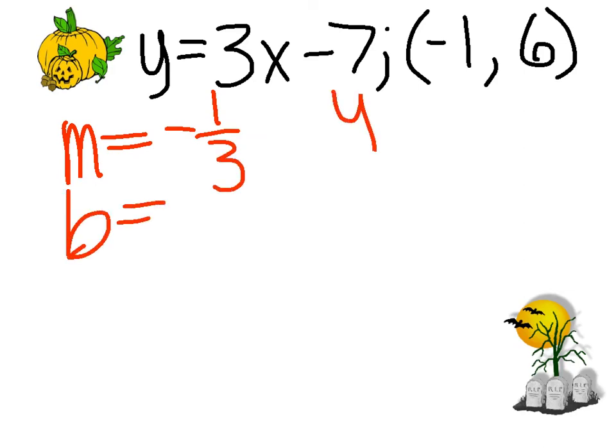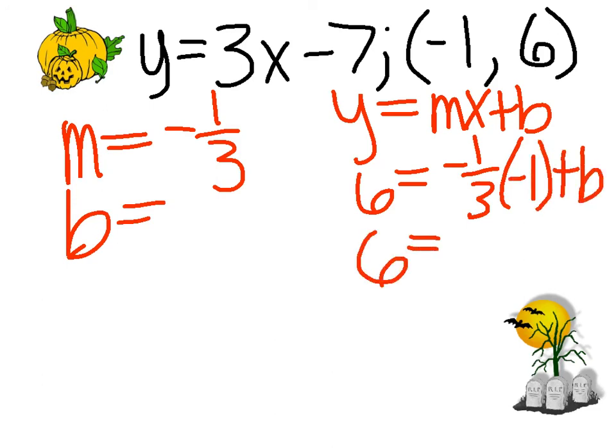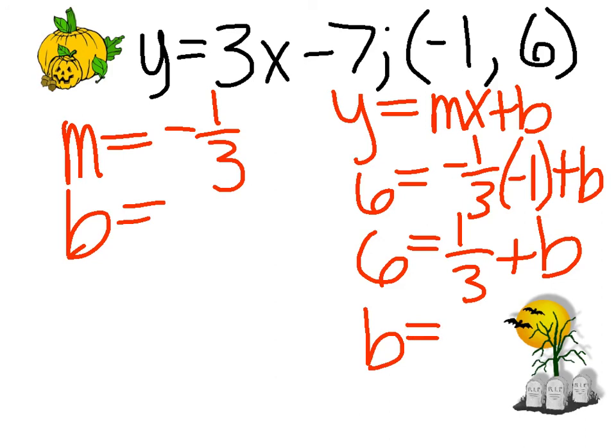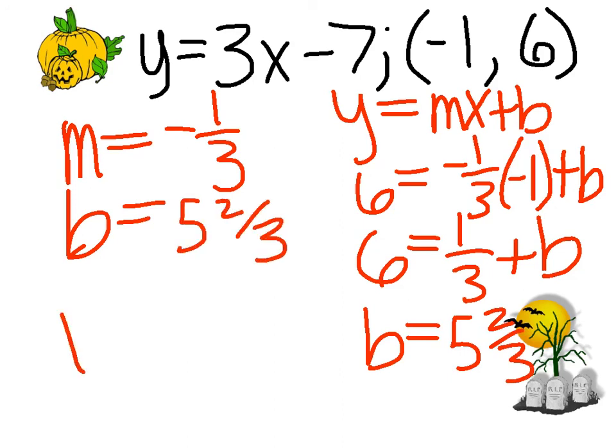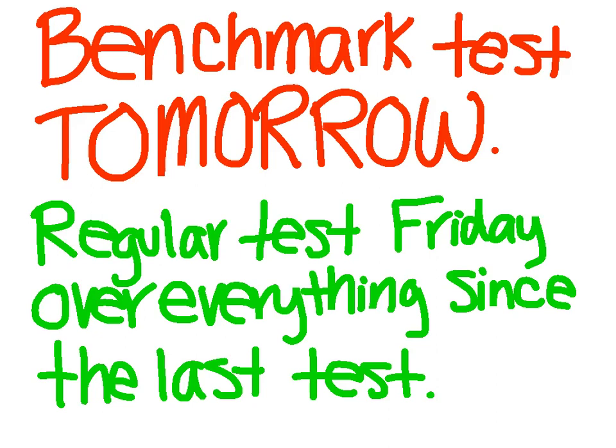Negative 1/3. To find our y-intercept, we plug it into y equals mx plus b. That'll be 6 is equal to negative 1/3 times negative 1 plus b. Negative 1/3 times negative 1 is positive 1/3. When we subtract 1/3 from both sides, 6 minus 1/3 is what? 5 2/3. So our new line is going to be negative 1/3 x plus 5 2/3.